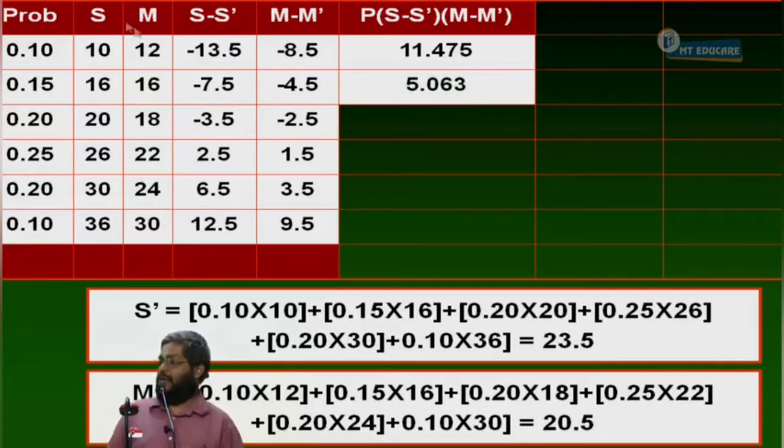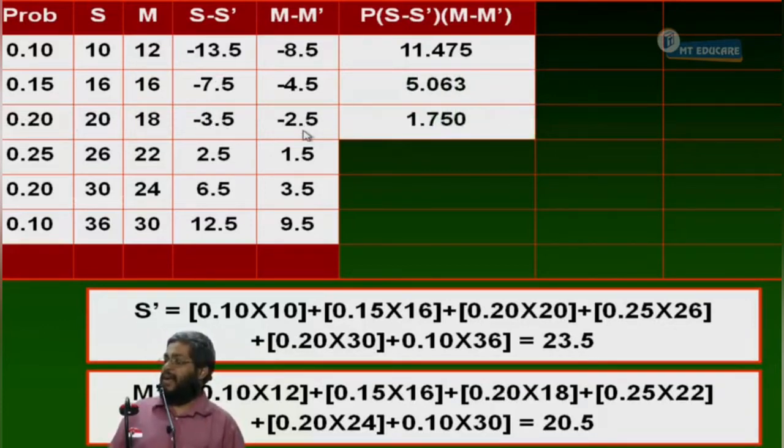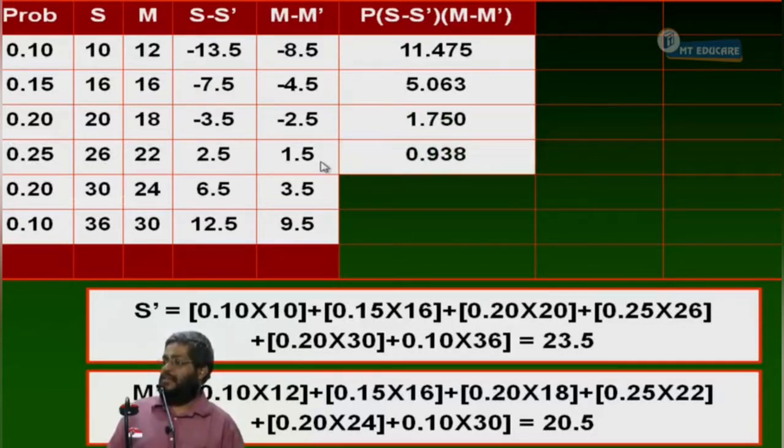5.063. 0.2 into minus 3.5 into minus 2.5. What's the number I'm going to get? 1.750. 0.25 into 2.5 into 1.5. Tell me the number, how much? 0.938.